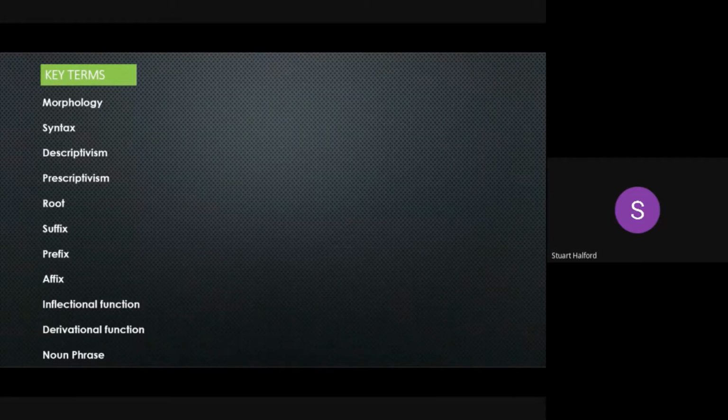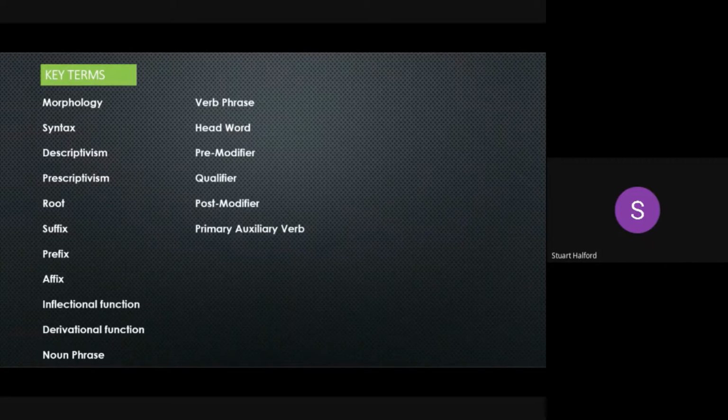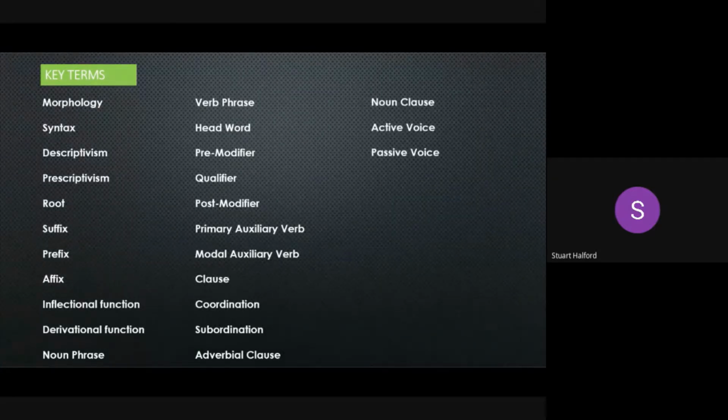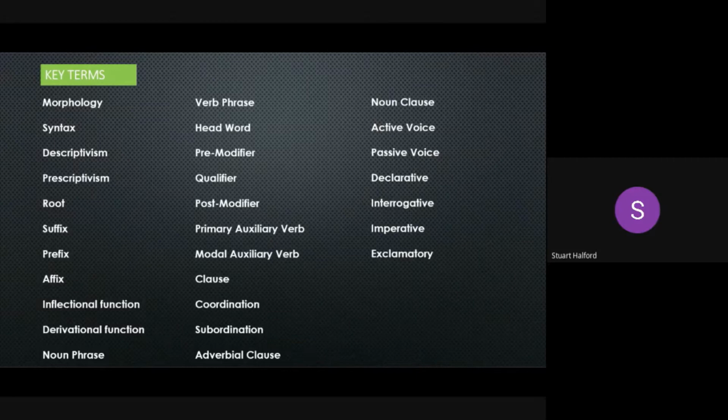Noun phrases. Okay, take a deep breath. Verb phrases. Head words. Pre-modifiers. Qualifiers. Post-modifiers. Primary auxiliary verbs. Modal auxiliary verbs. Clauses. Coordination, subordination, and adverbial clauses. And we're not done yet. Noun clauses, active voice, passive voice, declaratives, interrogatives, imperatives, exclamatory.